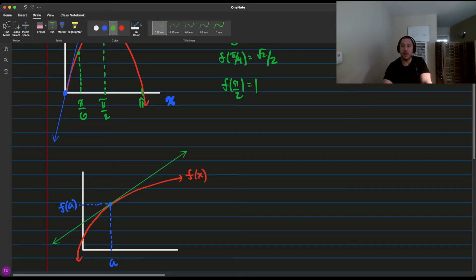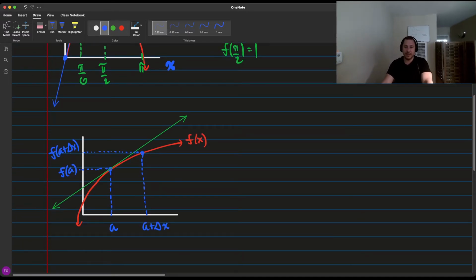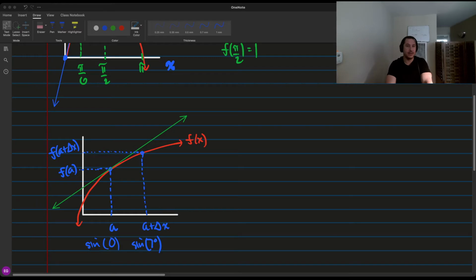Now, you want to know the value of the function right over here, which is a plus delta x. You would like to know the y value of f of a plus delta x. So this a, for instance, is sort of like plugging in 0, and this a plus delta x is sort of like the 7 degrees. You know what the sine of 0 is, but you don't know what the sine of 7 degrees is. You know how to plug in one of the values, but you don't know how to plug in the other value.